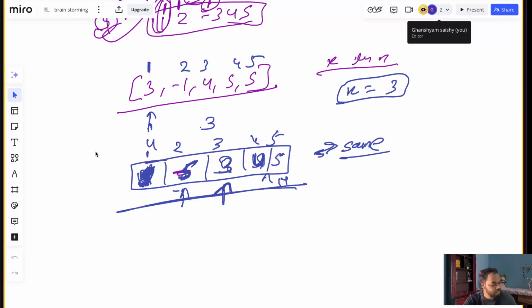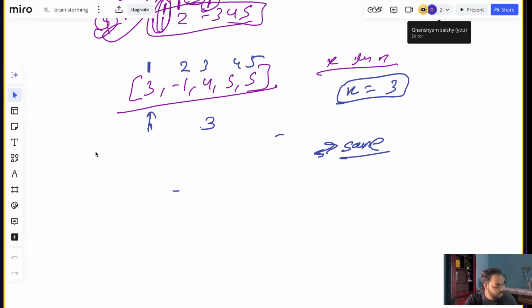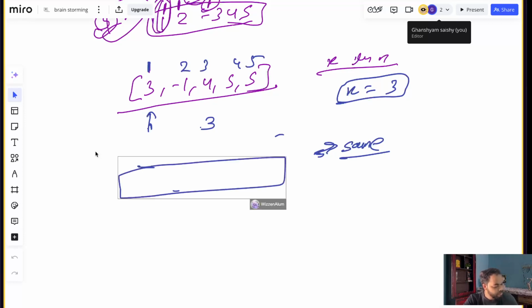Oh, it's okay. If minus 1 was there, okay, sorry. I missed one thing by the way. Again, I need to do it again. The whole thing I need to do again. So 3 minus 1, 4, 5, 5. I was thinking this is a 1, but I was wrong. 1, 2, 3, 4, 5.